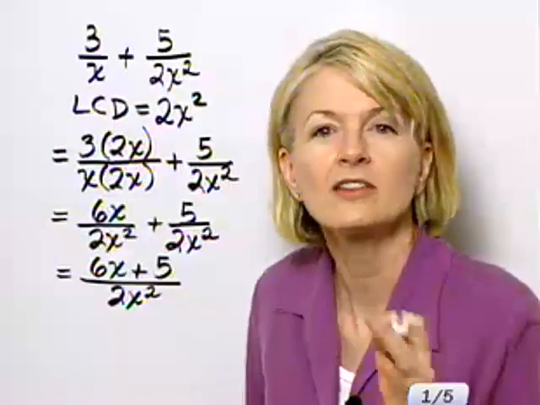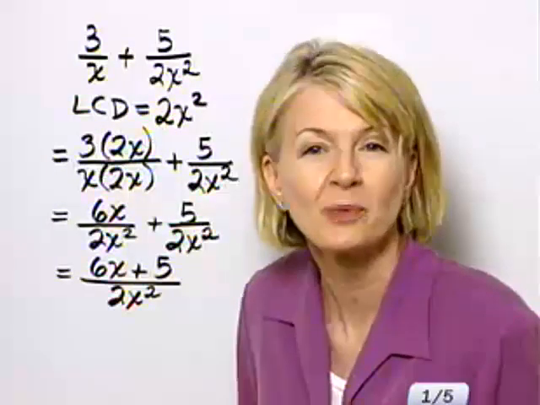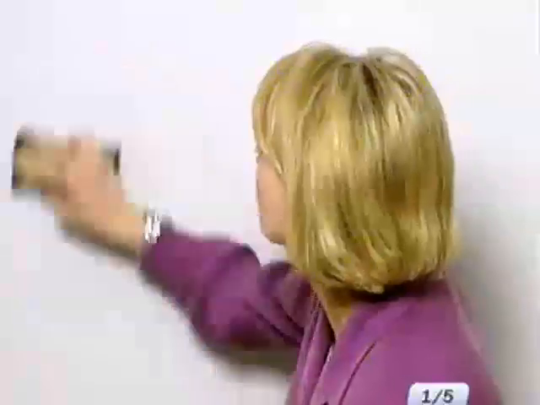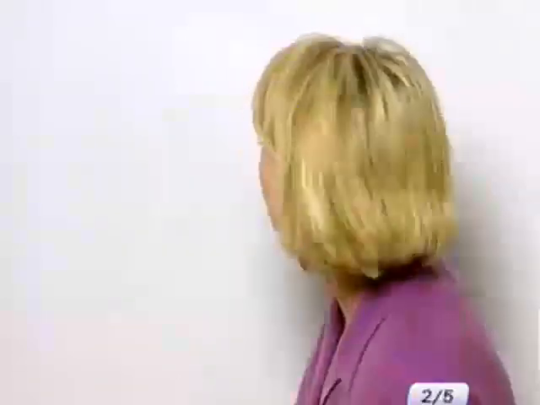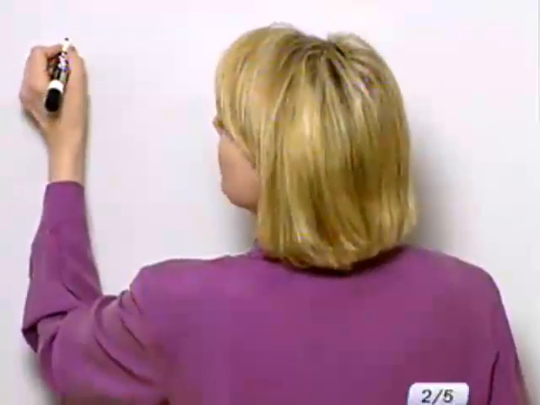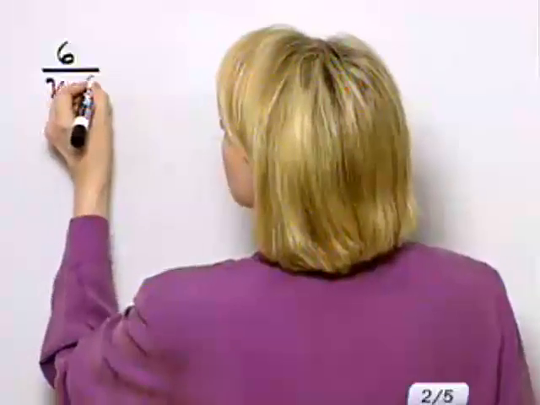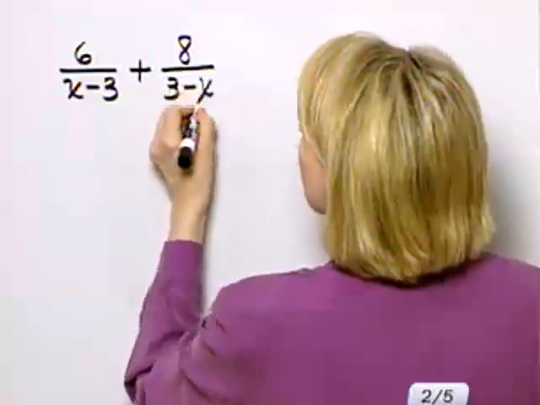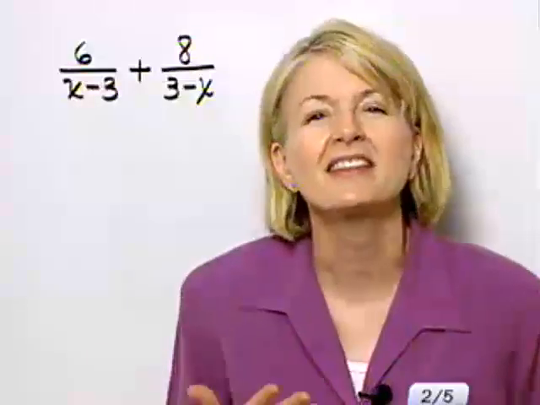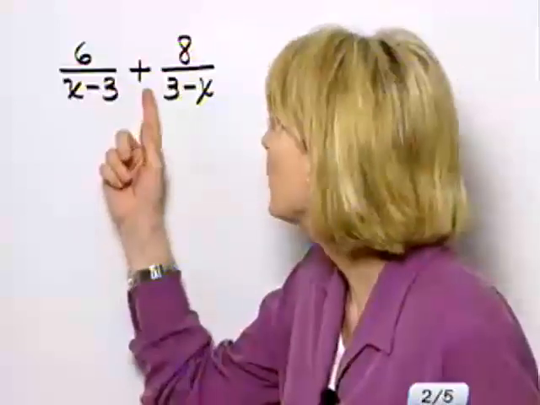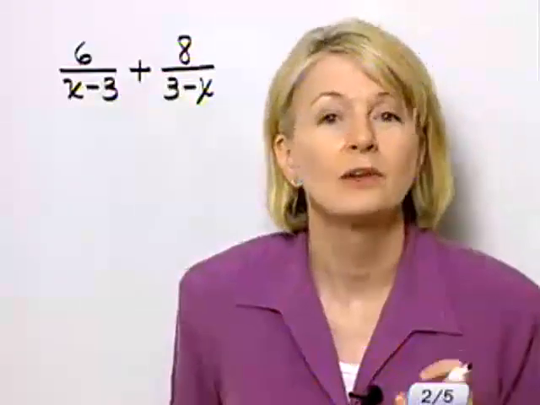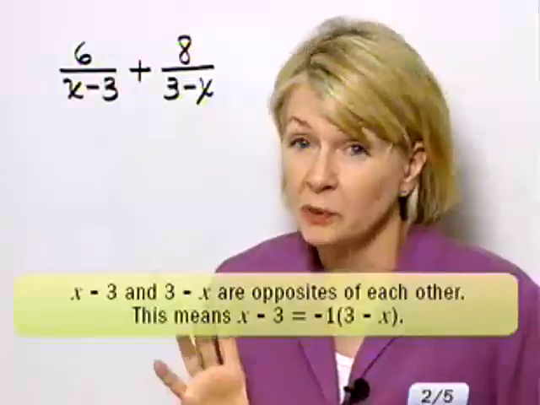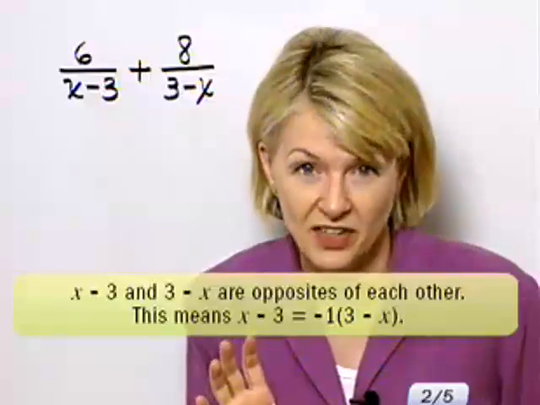Let's keep that in mind and start thinking of some steps that we can write down to use when adding or subtracting rational expressions with different denominators. Let's suppose I have, say, 6 over x minus 3 plus 8 over 3 minus x. Let's get this special case out of the way when adding rational expressions. Look at the two denominators. It just so happens that these two, if you recall, they are opposites of each other.